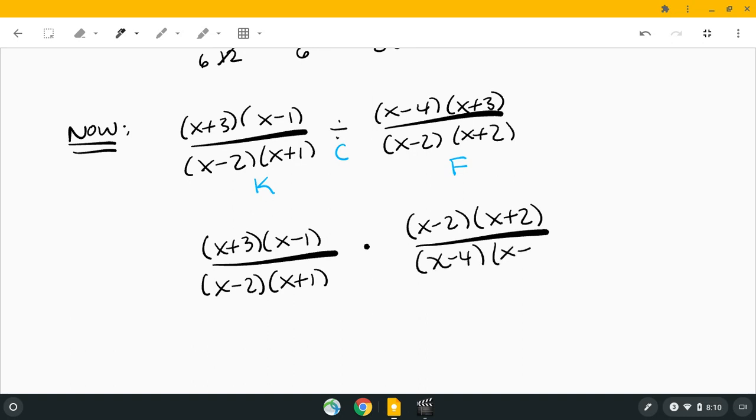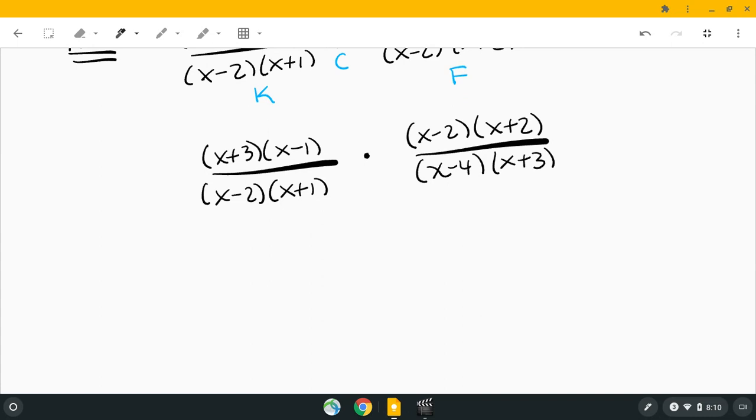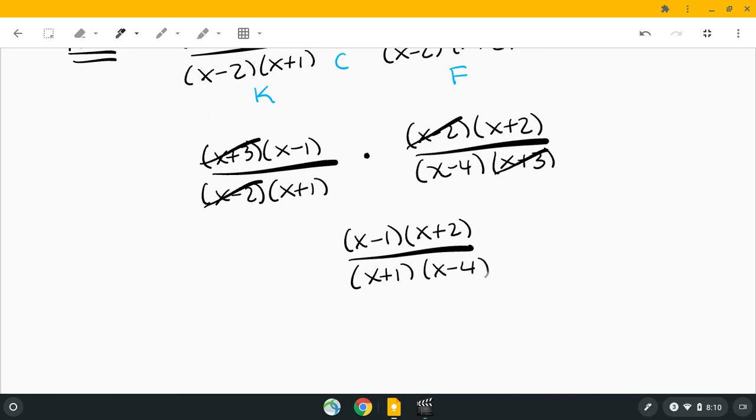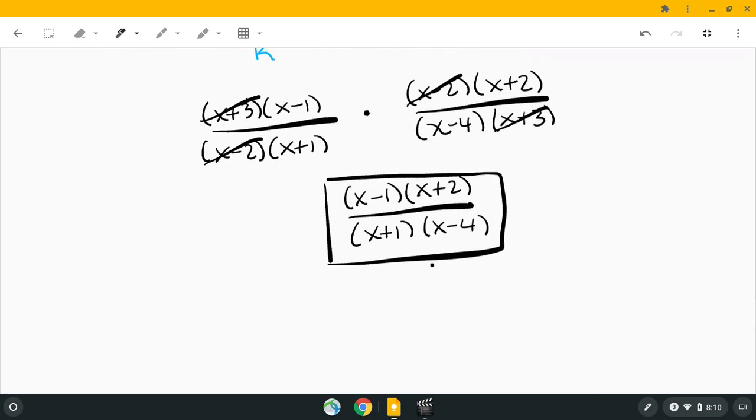And then we go ahead and cancel if we can. Okay? So let's see. We have x plus 3 in the numerator and the denominator, so they cancel. We have x minus 2 in the numerator and the denominator. Okay, and that looks like that is about it. So we end up with x minus 1, x plus 2, all over x plus 1, x minus 4. And again, you might have to multiply this out if it doesn't take your answers in factored form.